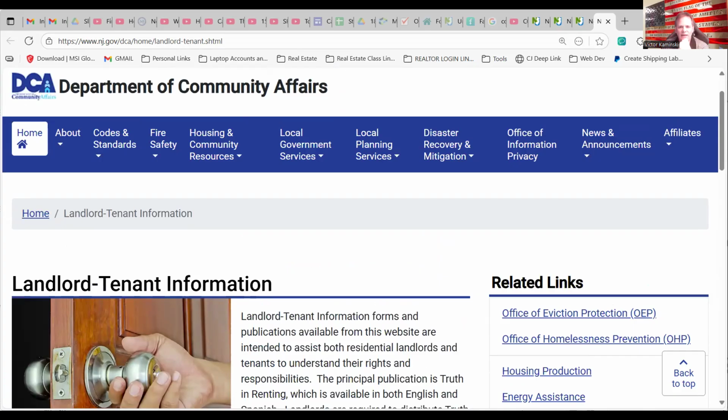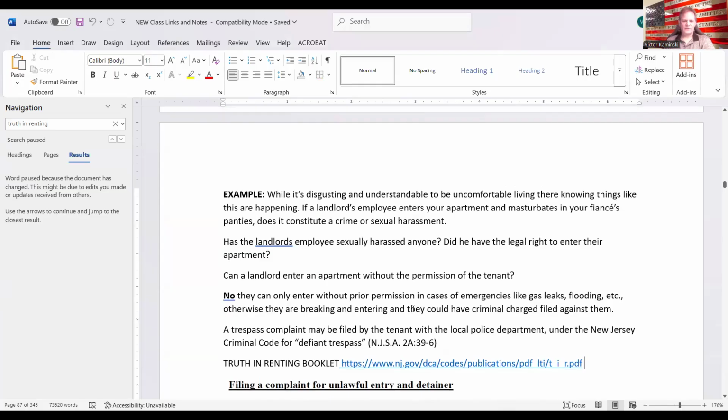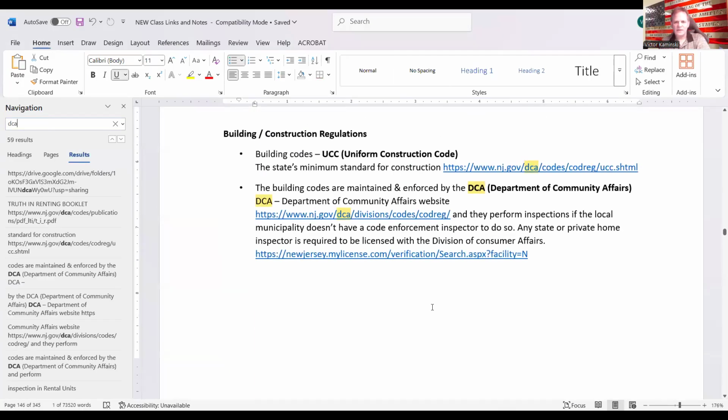So let's go back here. I'm going to go to this landlord-tenant information. There we go. It's updated. And the class Word document here, the Truth in Renting, or the DCA website, right? DCA website here for code regulations.